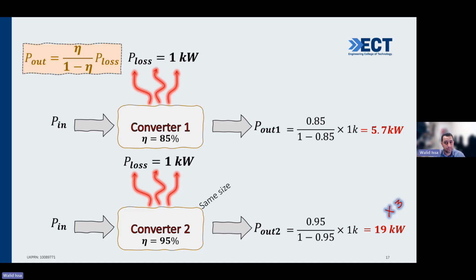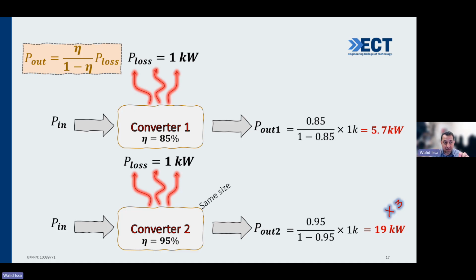Let's use this equation: 85%, 1 minus 85%, multiplied by 1 kilowatt, which is the loss here. How much do I get? 5.7 kilowatt. 5.7 kilowatt is a good amount. I can use it for charging my electric vehicle over the night, and it might charge my vehicle in a few hours. Okay? What about the second one?